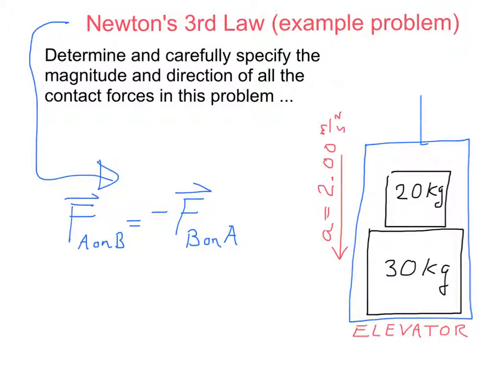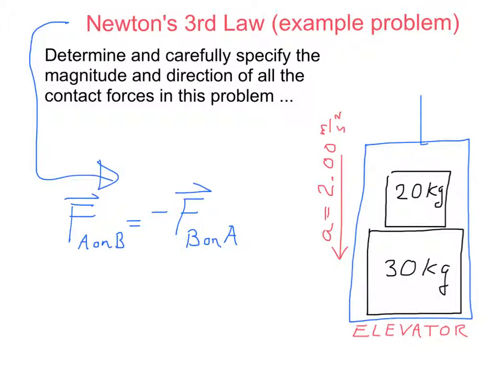Now some books will leave out the "on" between the two things, but I like to put it in there just to be sure we know what is exerting a force on what. If you write it this way, you'll never be confused. Now, there's some really important things to say about this. First of all, this is a relationship between two vectors. This vector is the negative of this vector. And that means equal in magnitude and opposite in direction.